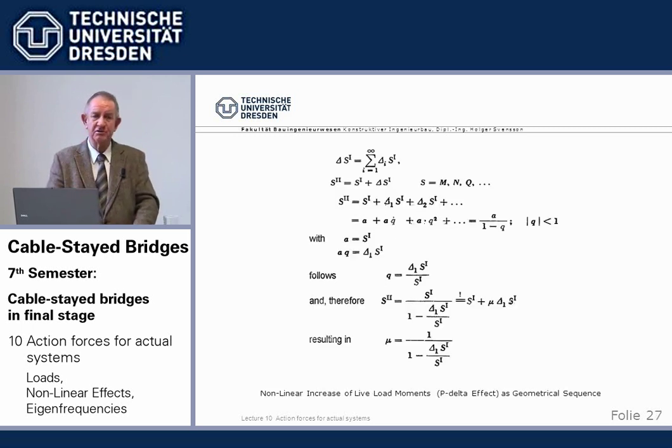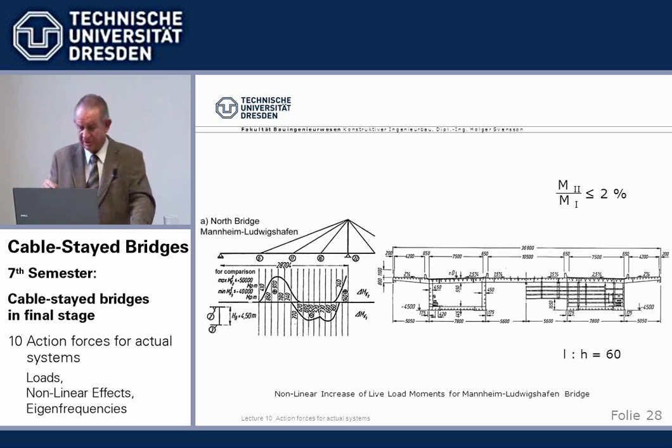We can also, I'm not going into that, assume the increase as a geometrical sequence, but those were old calculation tricks. I used them long ago. You're not interested in them anymore. Now, we look at some examples of increase of moment in the beam due to theory of second order, and we find that the increase depends strongly on the slenderness of the beam.